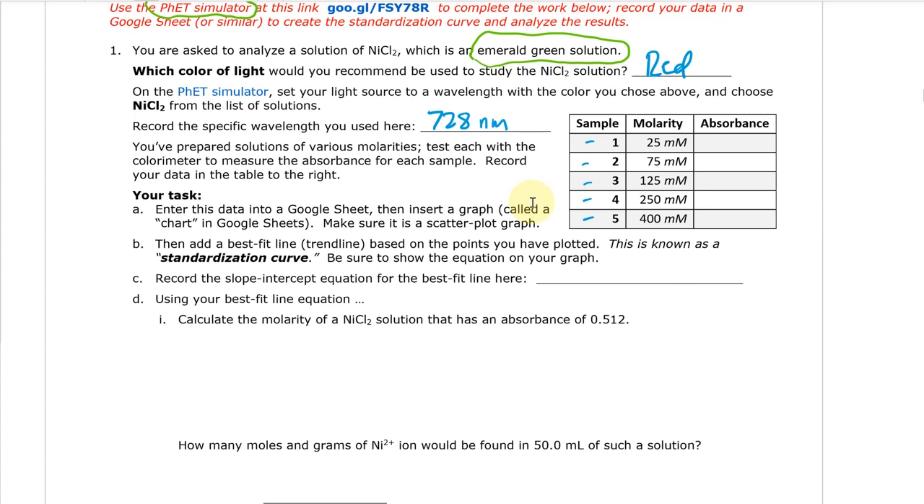The more points you get, the more statistically valid it will be. So we're going to test solutions with concentration or molarity here, which is moles in a liter of solution, of 25, 75, 125, 250, and 400. So kind of a range of various concentrations from fairly weak 25 up to much, much stronger 400. And then we're going to record the absorbances that are the result when we put those concentrations on a colorimeter. So my first one here is 25, and let's go check that out.